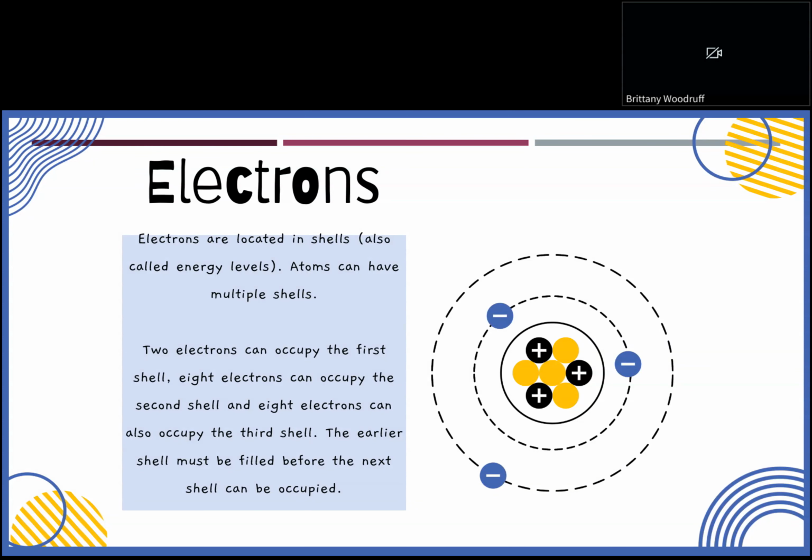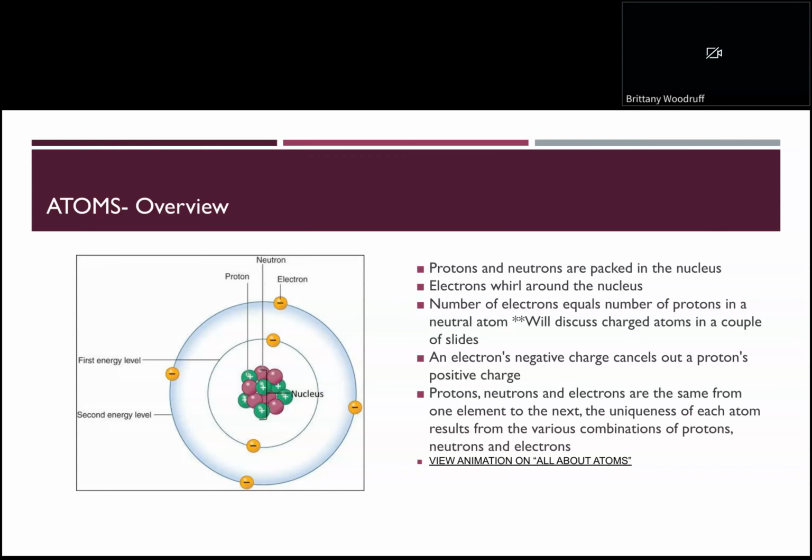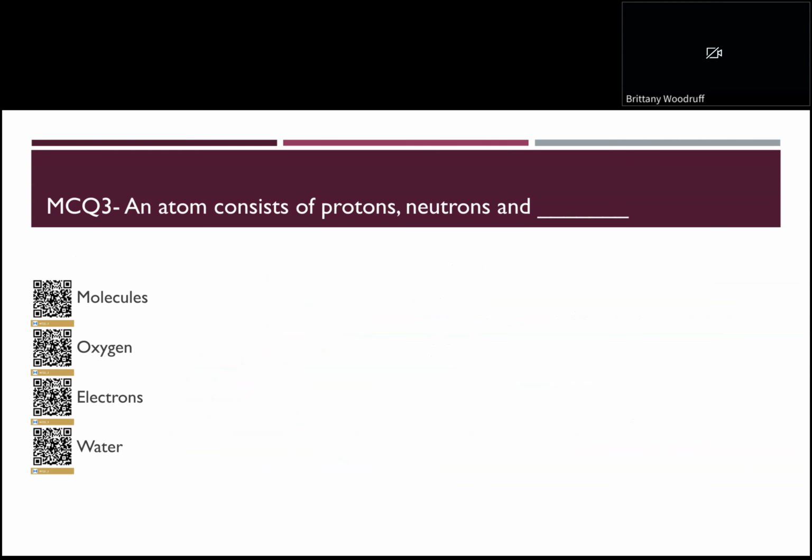So if you only have one electron and you want a full outer shell, it's a lot easier for you to get rid of that 1 electron than it is to pick up 7. If you have 7 electrons and you want 8, it's way easier for you to pick up that 1 electron than it is to get rid of the rest of the 7. So this comes into play when we're talking about bonding. All right, this is that all written out.